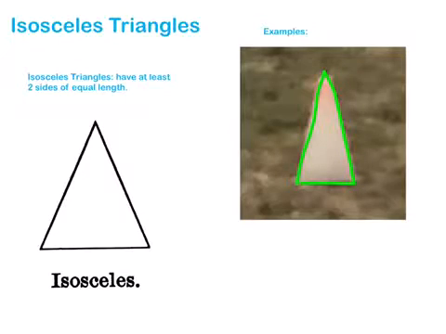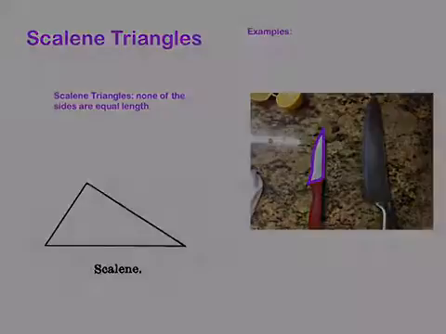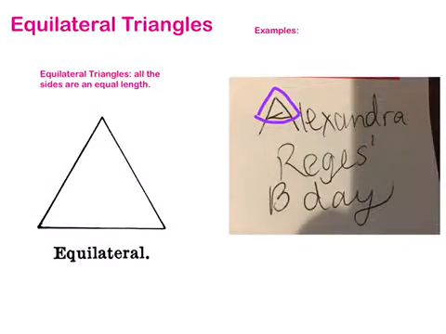Isosceles triangles. Isosceles triangles have at least two sides of equal length. Scalene triangles. A scalene triangle has none of the sides equal in length. Equilateral triangles. Equilateral triangles have all of the sides equal in length.